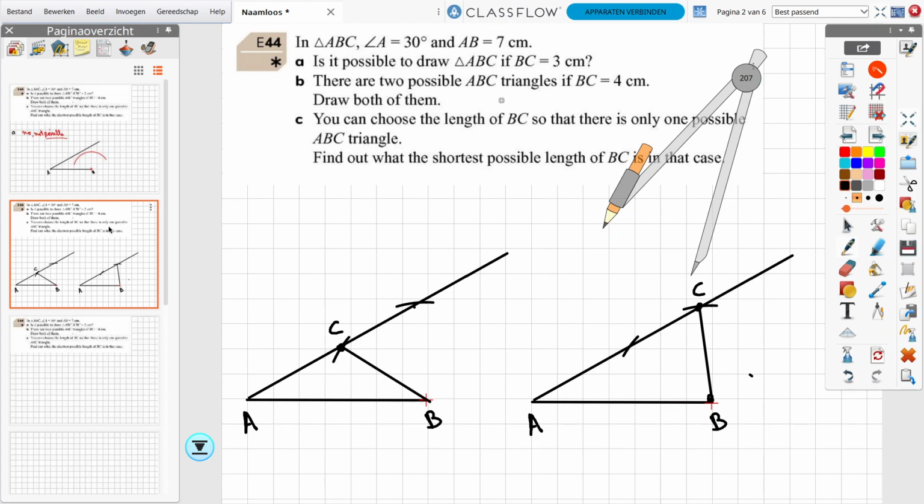And now then at C, they say you can choose the length of BC, so that there is only one possible ABC triangle. Find out what the shortest possible length of BC is in that case. Okay.